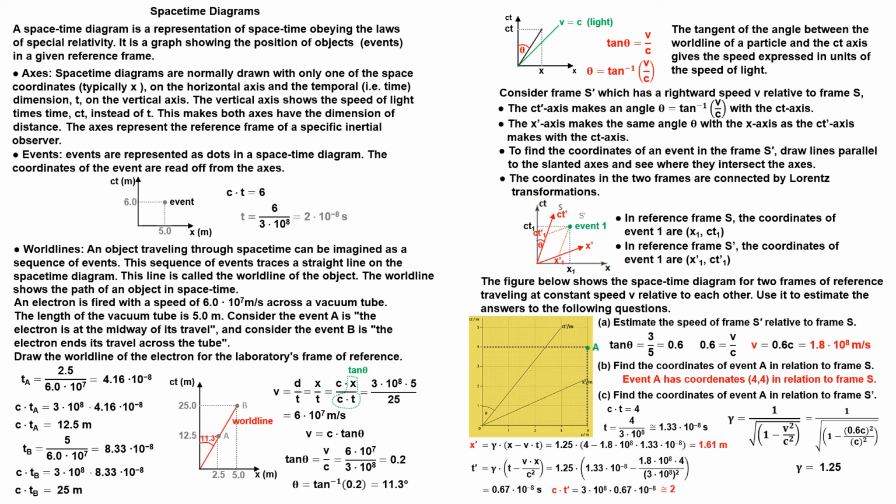To find the coordinates of event A in the frame S prime, we draw lines parallel to the slanted axes and see where they intersect the axes. Pay attention.